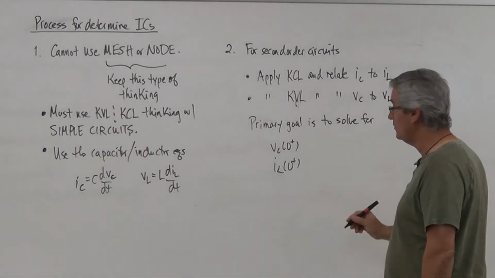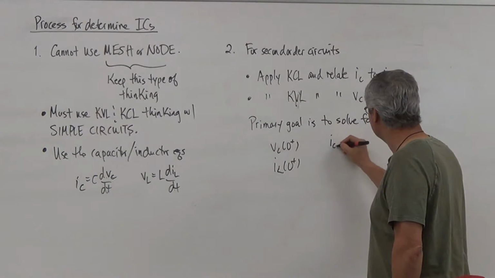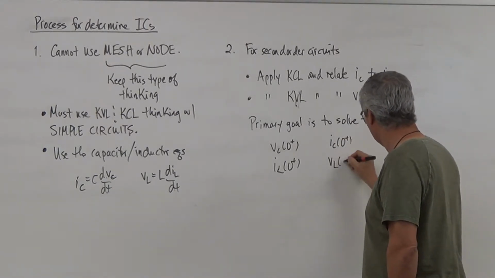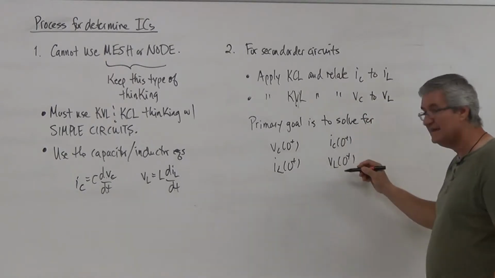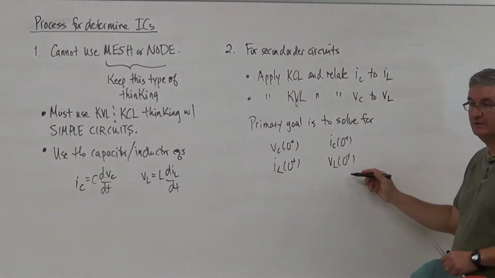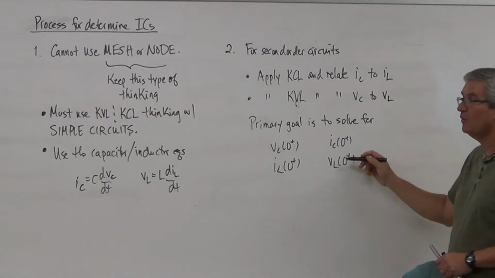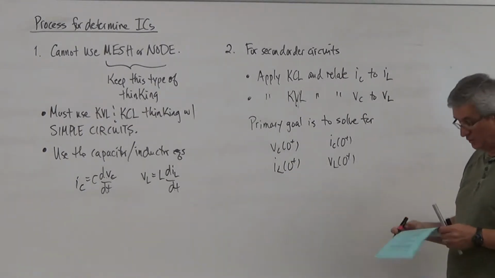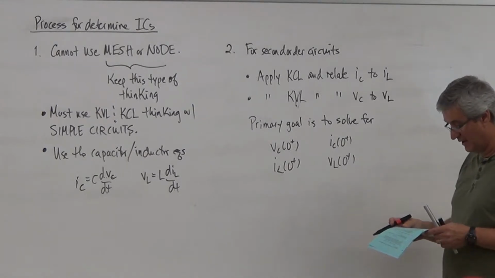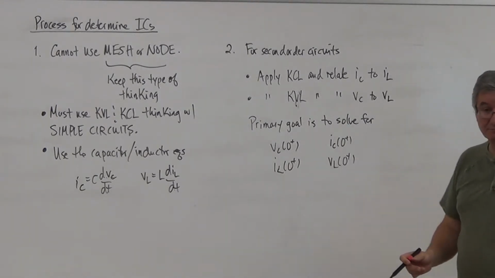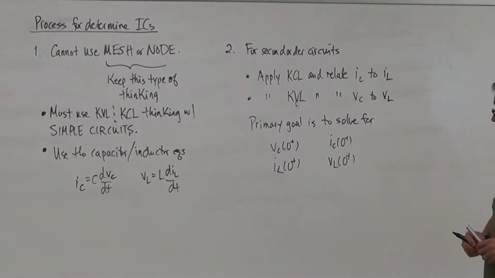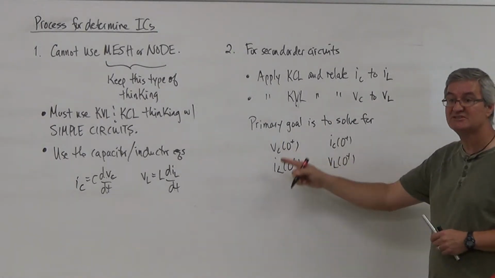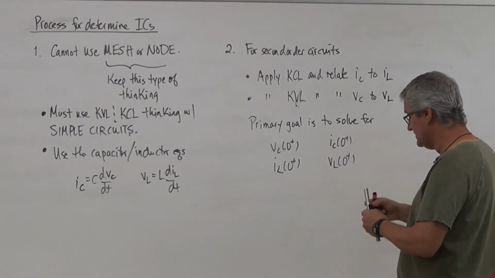The other thing that we're after here is IC at 0 plus, VL at 0 plus. And this is the challenging part. Because these guys do what? They form the discontinuities in the circuit when you're actually looking at these things. And what you're seeing here is that you're going to have to look at the rest of the circuit.